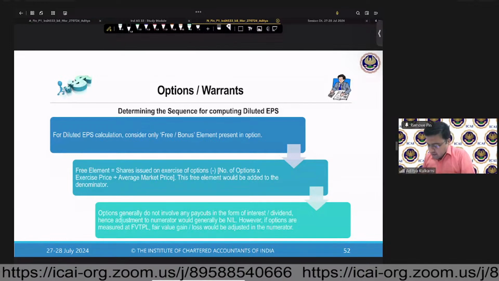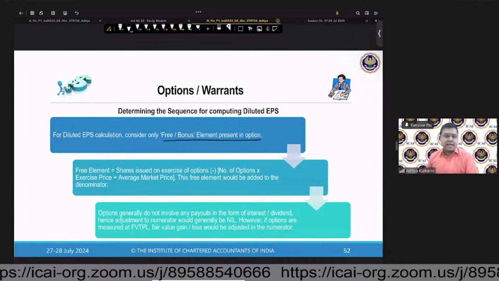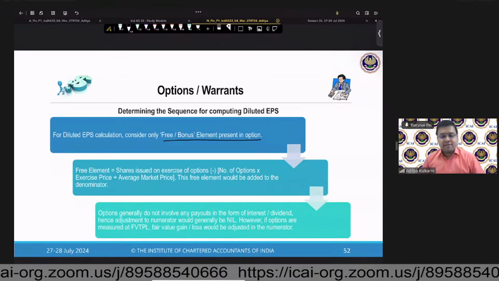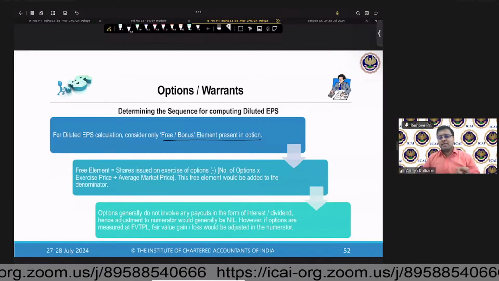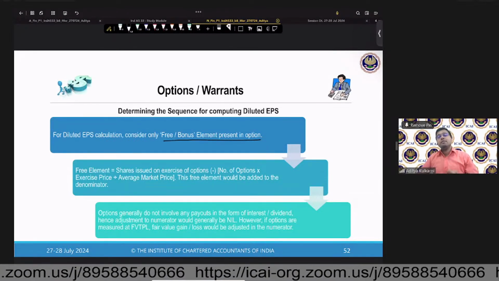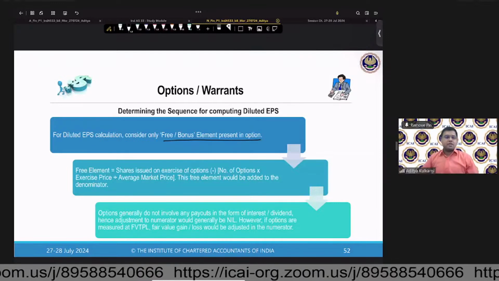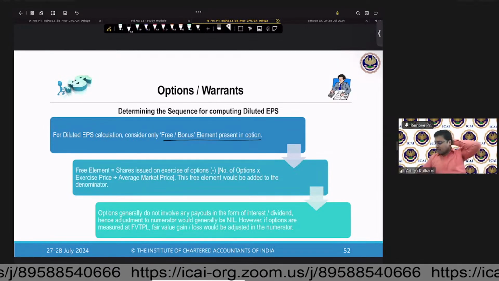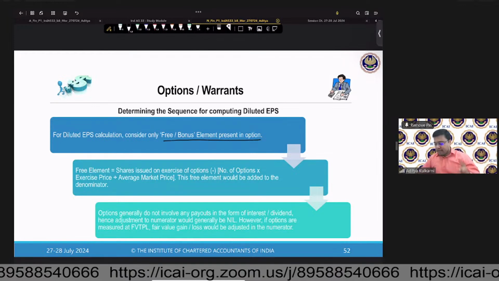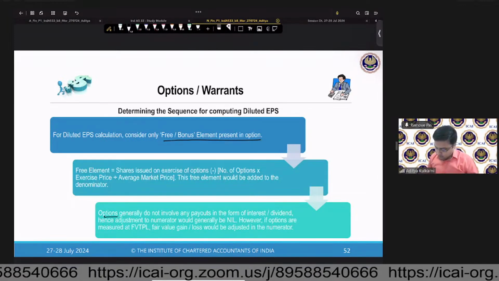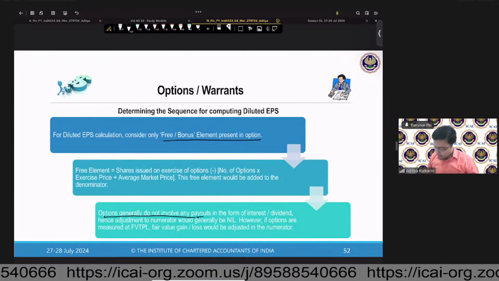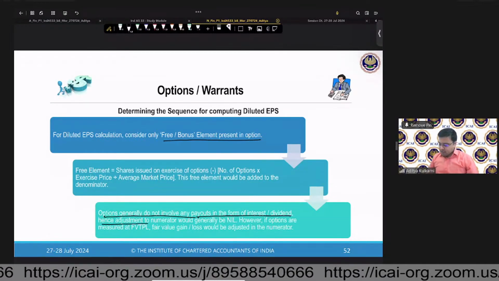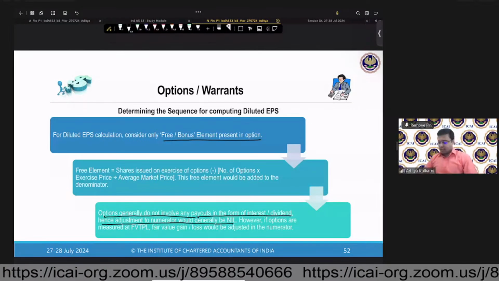I told you, consider only the free or bonus element. In that example you saw, we did 100 minus 75. 25 only was the bonus element, which is the only number that you will have to consider, because for the 75 you are getting the money. Resources are coming in. And the numerator will obviously be zero. Options generally do not involve any payouts in the form of interest or dividend. Hence, adjustment to numerator would generally be zero.